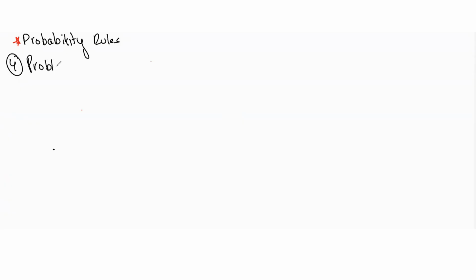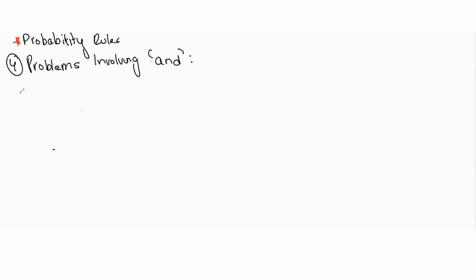We were looking at probability rules. We started talking about the basic rule of probability, and then we looked at the complement rule, then we looked at problems involving OR. So now let's look at problems involving AND. This is the fourth that we want to look at, problems involving AND.